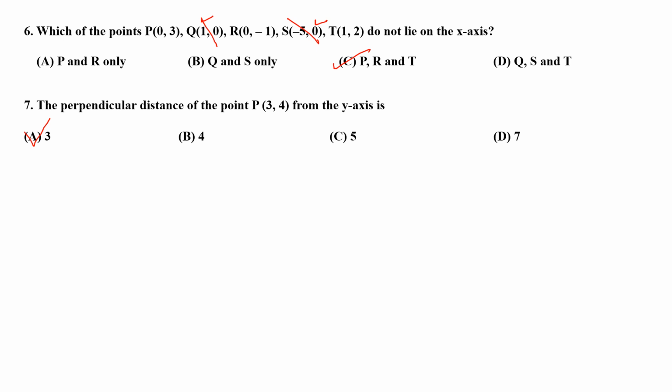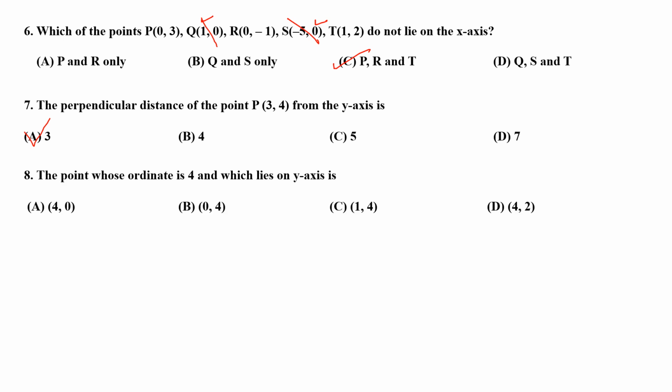Okay, A option. Next is the point whose ordinate is 4. Ordinate is 4 means y coordinate is 4 and which lies on y-axis. So if a point lies on y-axis, we know that the x coordinate will be 0, isn't it? And it is given the y ordinate of the point is 4. Ordinate means y coordinate is 4. So the point is (0, 4), which is option B. Okay, option B.